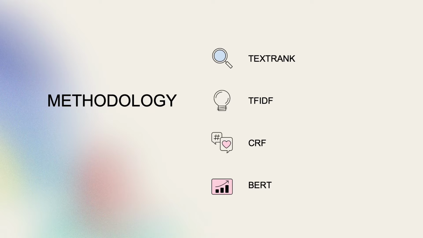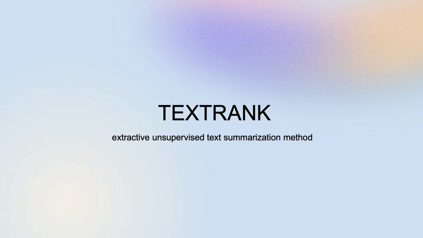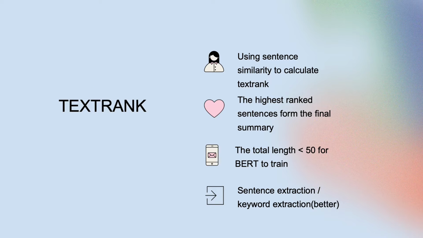And finally, we use BERT to train. TextRank is an extractive, unsupervised text summarization method. In our experiment, we set total length less than 50 for BERT to train, and we use 2 ways to do it: sentence extraction and keyword extraction. Although TextRank is good at sentence extraction, experiments have shown that in this project, keyword extraction works better. I think it may be due to the limitation of professional terms and total word count.